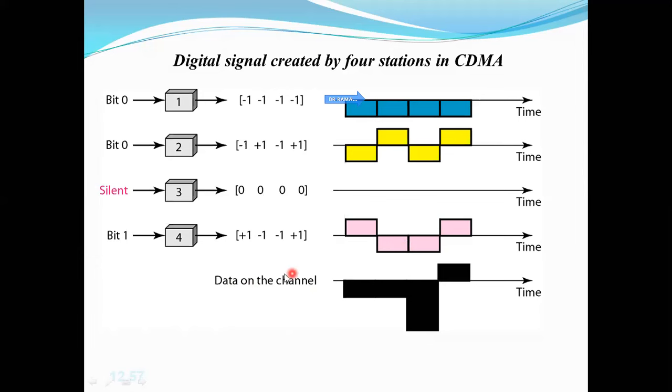Now, what is actually data on the channel? It is the sum of all the data sent by the station. All the stations are sending the data, right? The sum of all the data sent by the stations is the meaning of data on the channel, the actual data that you are representing in this way. This is the data that is supposed to be sent.